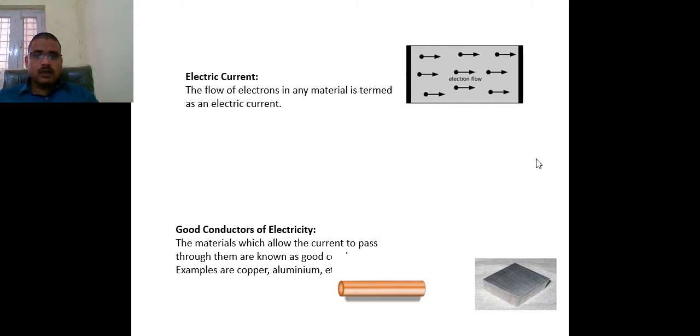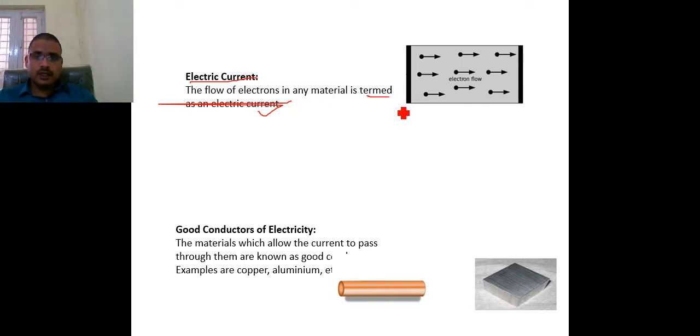Why does the current flow? Because there are charges present in the materials, and that charge flows from one place to another, and the flow of that charge is the flow of current. Here we are talking about current, I, the flow of electrons in any material. Here it is written, the flow of electrons. Basically it is the flow of charges. The flow of charges of electrons in any material is an electric current.